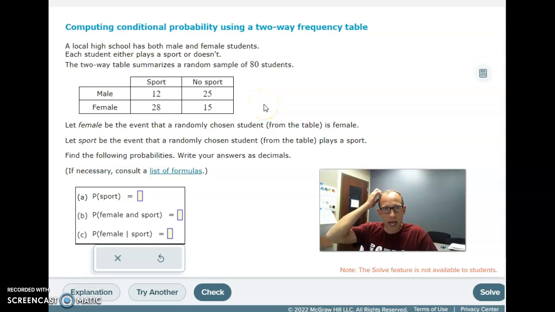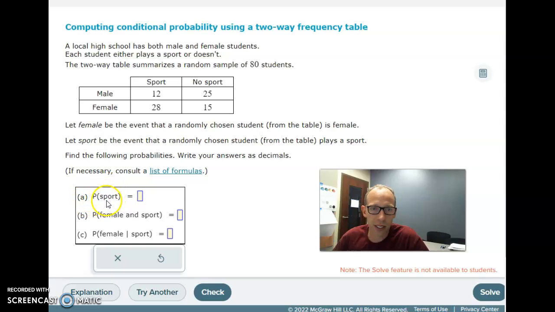So here we're looking at conditional probability using a two-way frequency table. Key point is that each individual inside this table is only in one cell, so you don't have anyone who's in this cell and also in this cell. They're showing up only one time in the table. All right, so let's take a look at the first question.